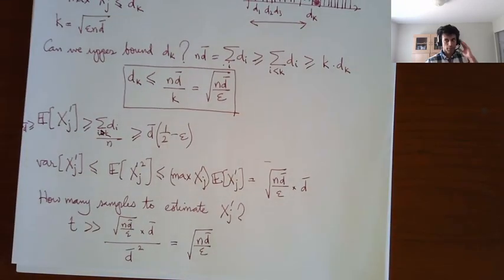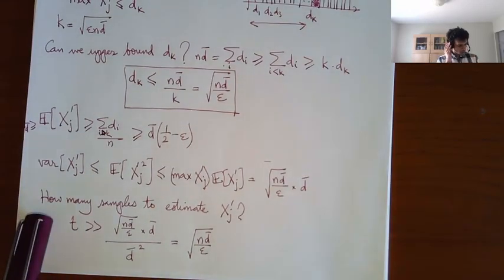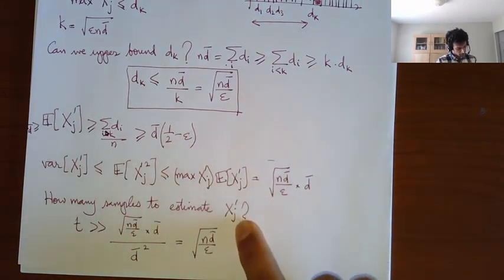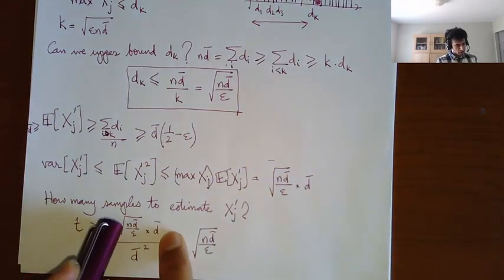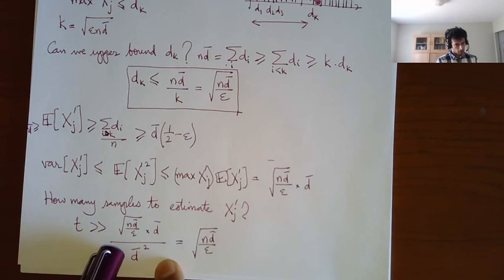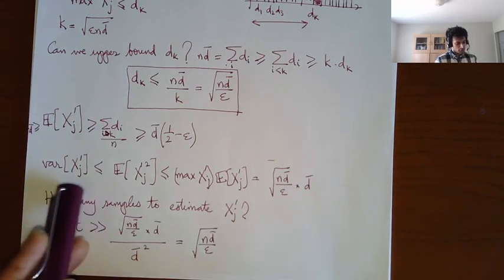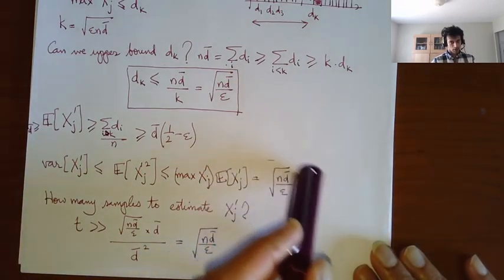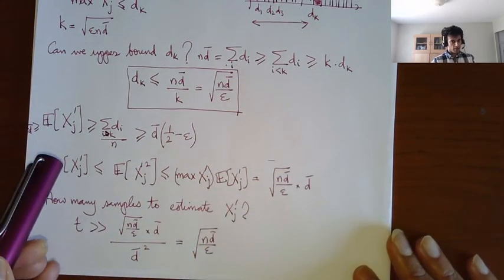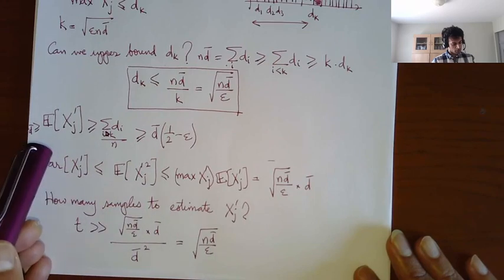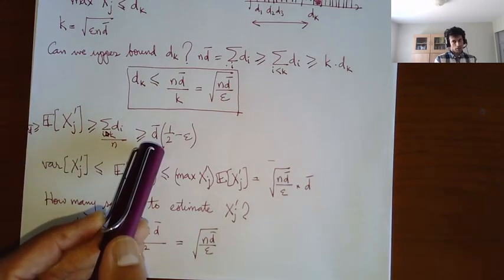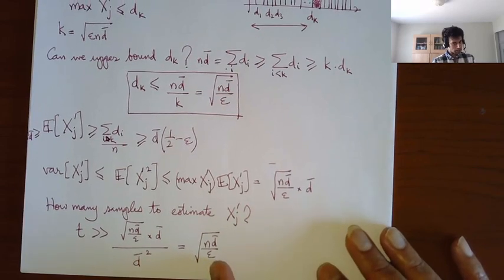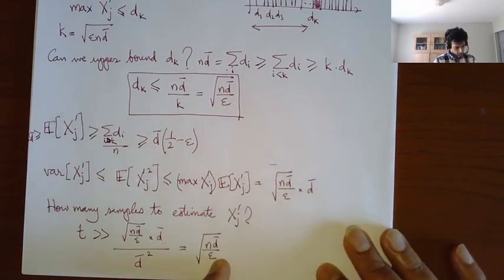So how many samples do we need to estimate xj prime? We need the variance divided by the expectation squared. We have a bound on the variance, that's the upper bound. And we have a bound on the expectation, which we know is basically just d bar. And so we get that the number of samples we need is basically n d bar divided by epsilon.